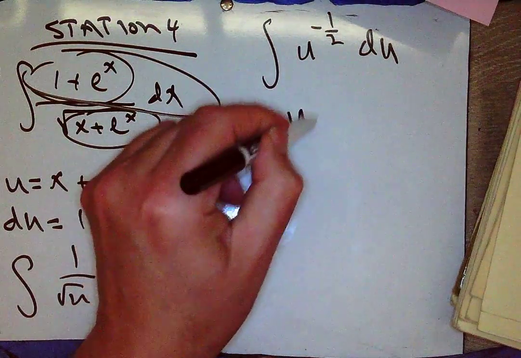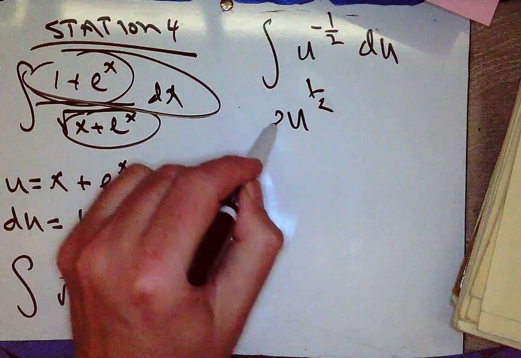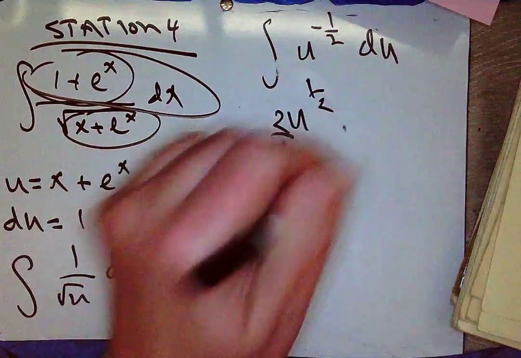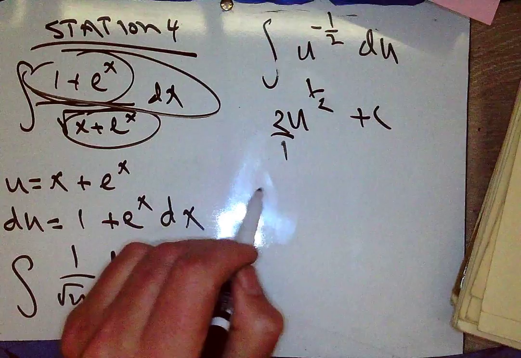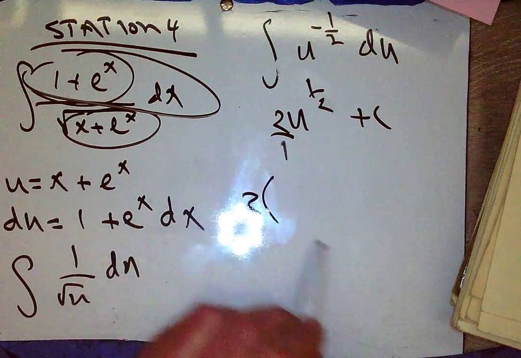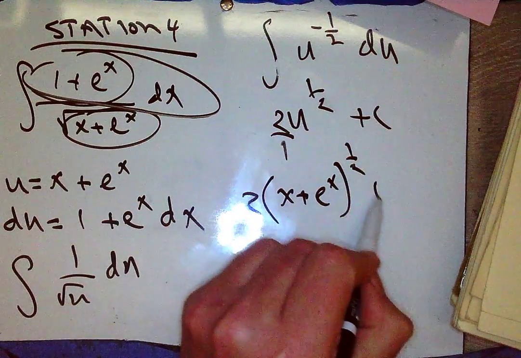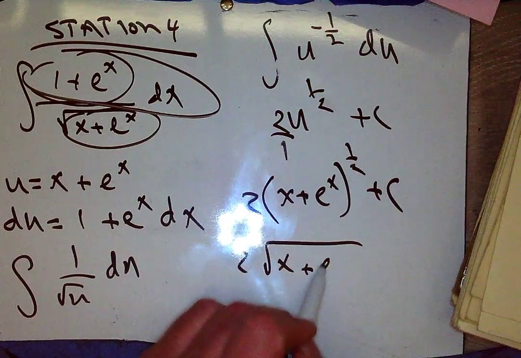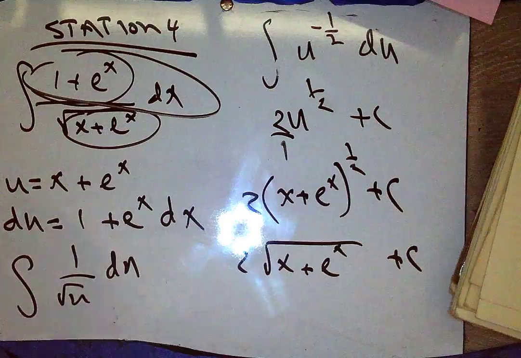So my antiderivative here, u to the positive 1/2. Then don't forget I need that 2 here. So when the 1/2 comes down, they cancel. Don't forget the plus c. And we need to back substitute. So 2 times x plus e to the x to the 1/2 plus c. You can leave your answer like that or go back to old school radical. Either one of these is fine. Okay. All right, number 2.